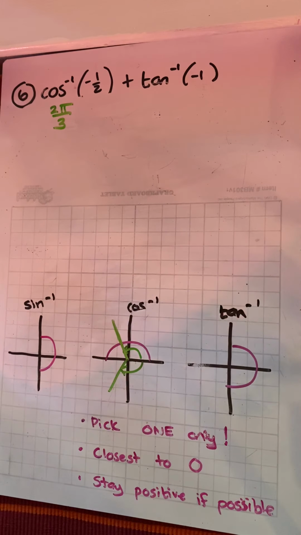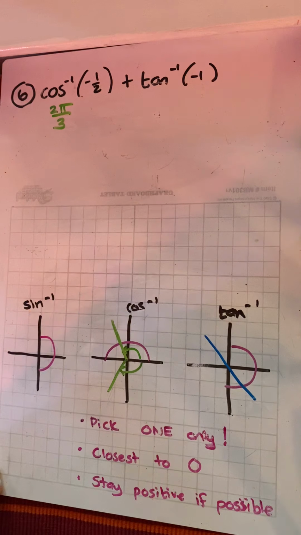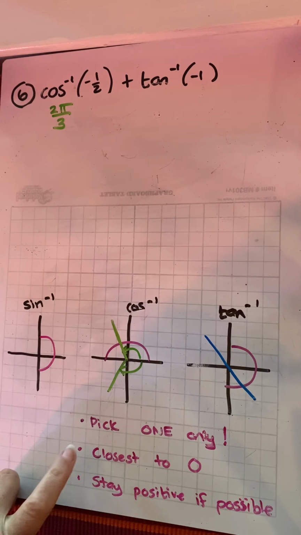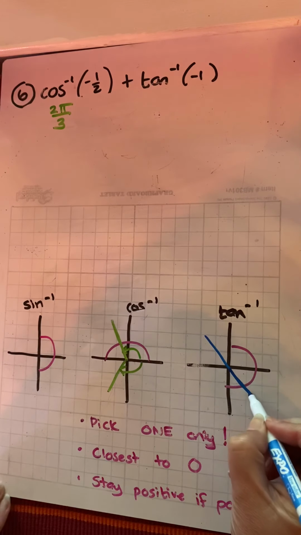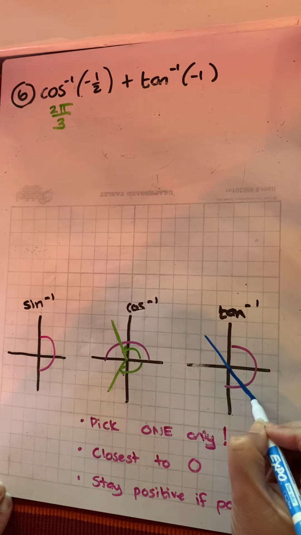If we're doing tangent, we're doing the inverse tangent of -1. Tangent is going to be negative either in the second quadrant or the fourth quadrant, and it's going to be -1 when the reference angle is pi over 4. So it's going to be either 3 pi over 4 or 7 pi over 4, those two spots. Again, we're going to just pick one, and we're going to pick the one closest to 0. So the one closest to 0 is certainly this one right here.